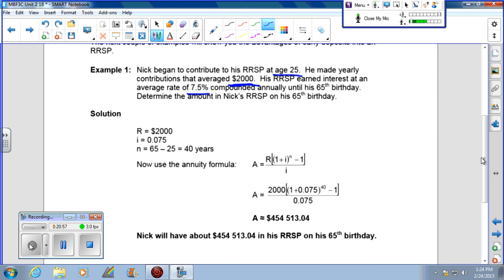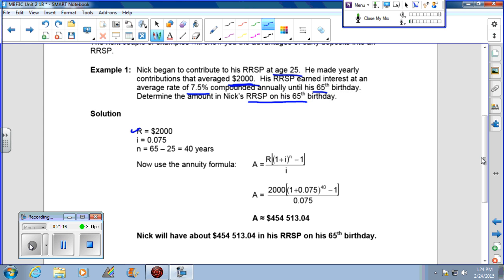So it's compounded annually until his 65th birthday, to determine the amount in his RRSP on his 65th birthday. What we're doing is working out what the value is going to be with a regular payment like that.